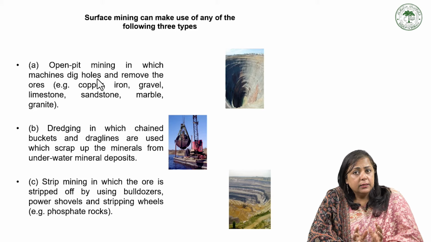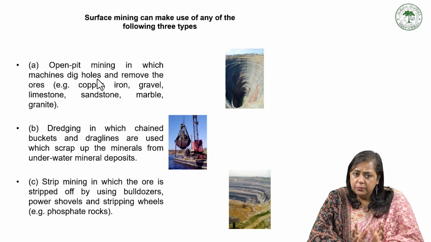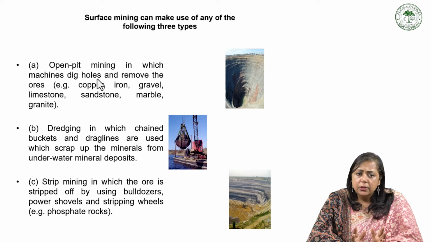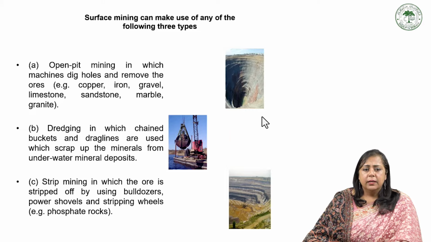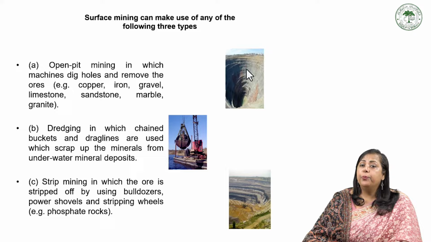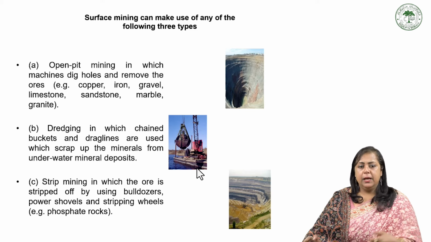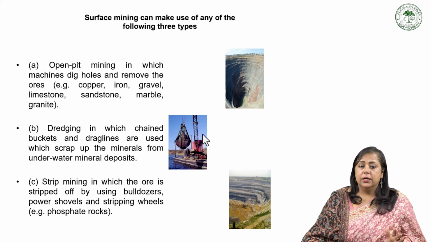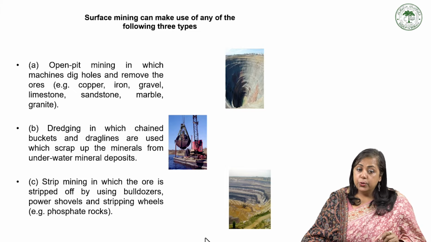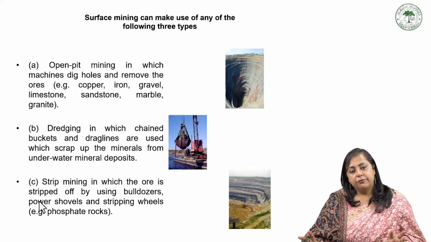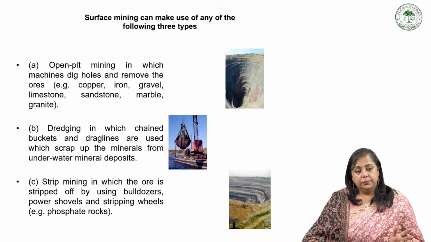We were discussing mining, and there are three kinds of surface mining. Surface mining can make use of any of the following three types. Open pit mining, in which machines dig holes and remove ores, copper, iron, gravel, limestone, sandstone, marble stone. This picture is showing open pit mining. This one is in the water. Dredging, in which chain, bucket, and dredging are used, which scrape up the minerals from underwater mineral deposits. So this is another way of surface mining. And third is strip mining, in which the ore is stripped off by using bulldozers, power shovels, and stripping wheels, as for phosphate rocks. So these are the different kinds of surface mining, and we collect the minerals from this.